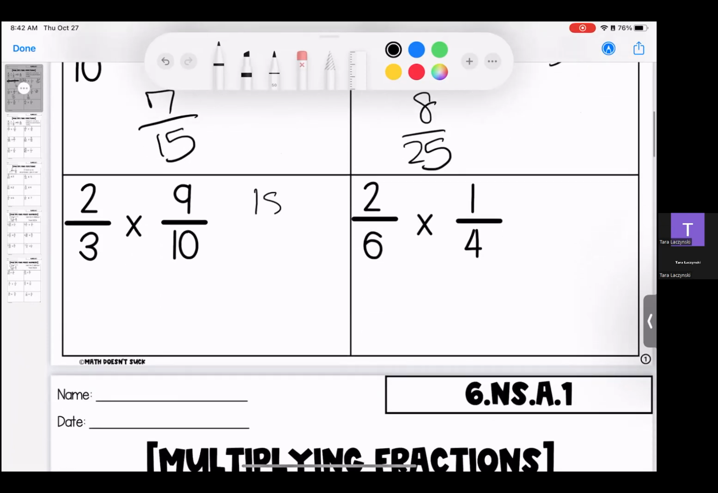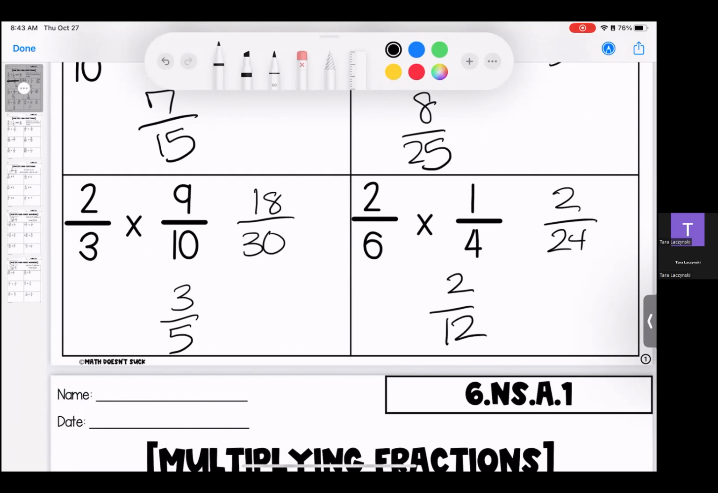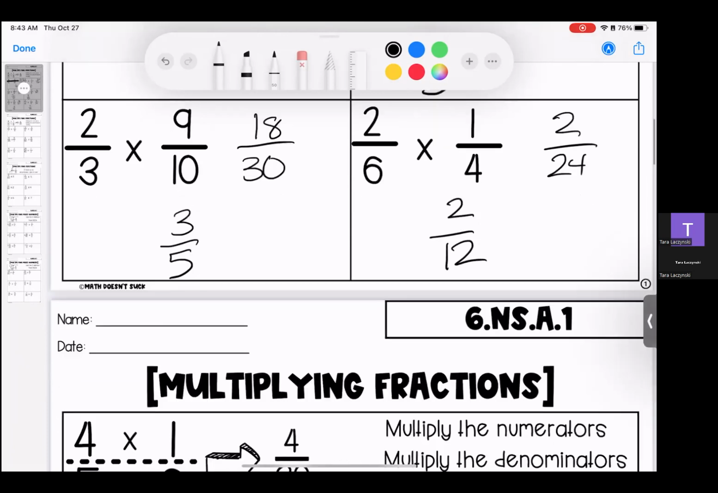2 times 9 is 18. 3 times 10 is 30. If we simplified this, we would get 3/5. 2 times 1 is 2. 6 times 4 is 24. Simplified would be 1/12. That is the end of your first page. If you're ready for page 2, please hang tight because here we go.